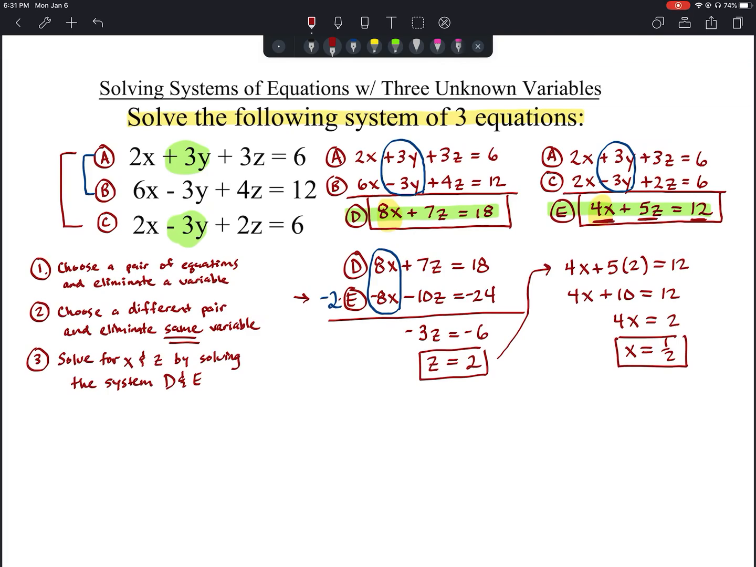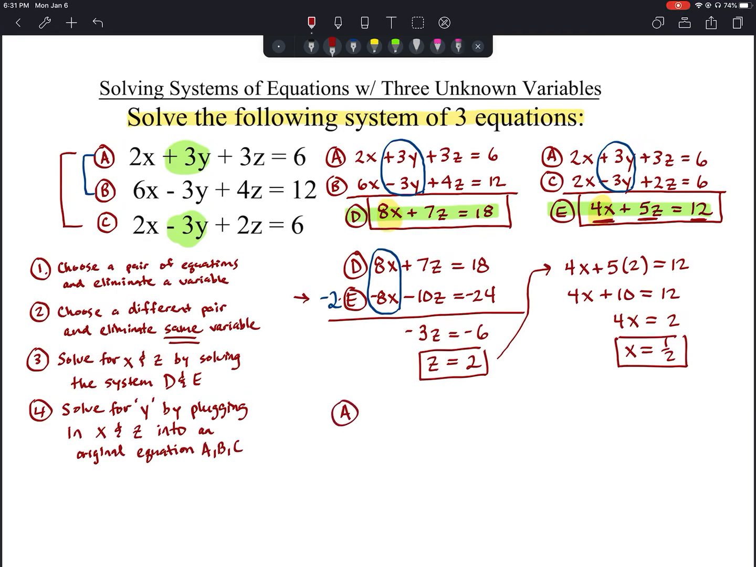All right, so now I know that z is 2, x is 1/2, and I can do my next step here. I'm going to solve for y by plugging in the values of x and z into one of the original equations. What I mean by originals is A, B, or C. So let's say I'm going to just use A. That one looks fine to me.